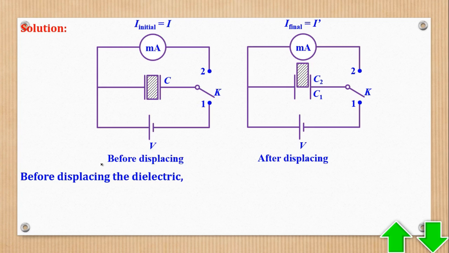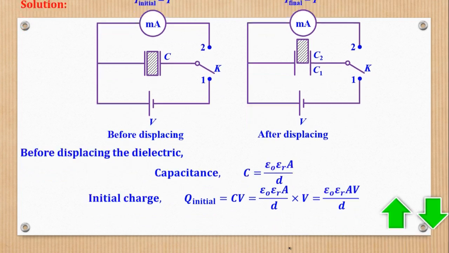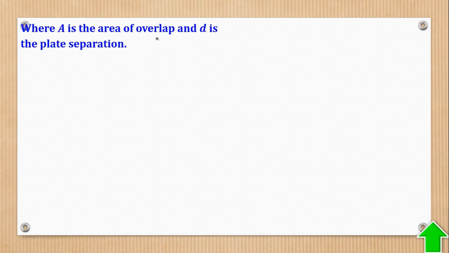So before displacing the dielectric, the capacitance is given by this. I think we know this formula. This is the formula when there's a dielectric in between the plates. Therefore, the initial charge is CV, where C is this and V is here, which is this. So when I combine, I'll come up with this. That is the initial charge, where A is the area of overlap and D is the plate separation.